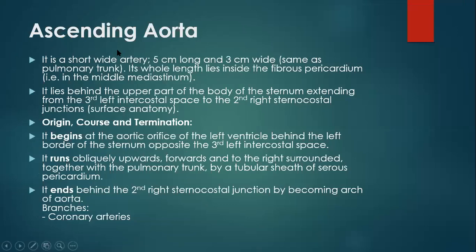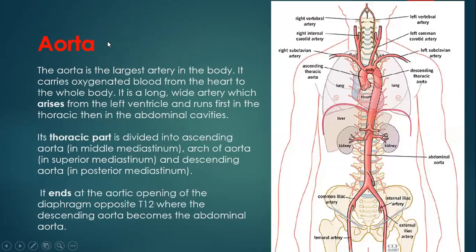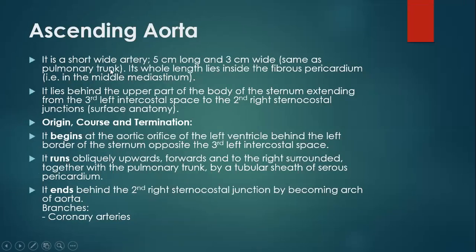Now coming to the different parts of the aorta. The first part, which begins and continues upward, is called the ascending aorta. So this is the beginning of the aorta. It is a short, wide artery, almost 5 centimeters long and 3 centimeters wide, same as that of the pulmonary trunk. As we saw, the pulmonary trunk is also of the same size and running in a similar fashion, 5 centimeters long and 3 centimeters wide. Its whole length lies inside the fibrous pericardium, that is the middle mediastinum.